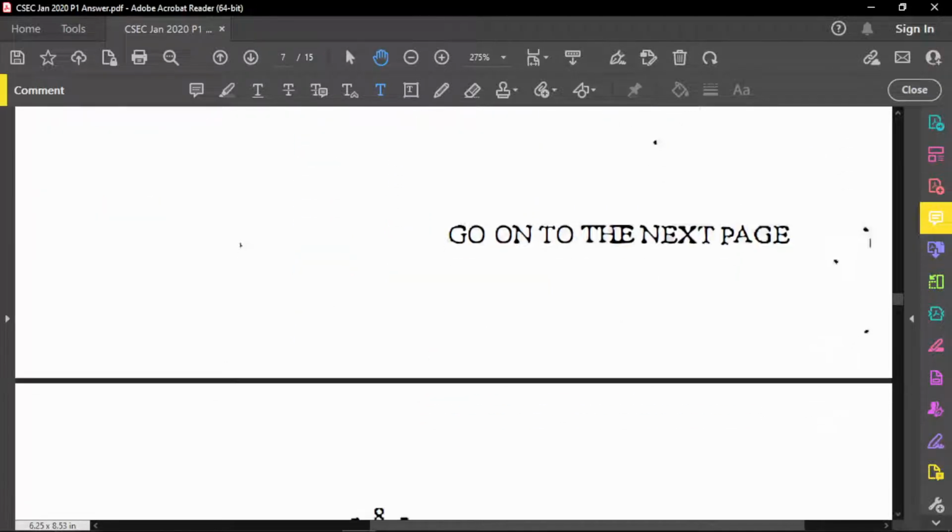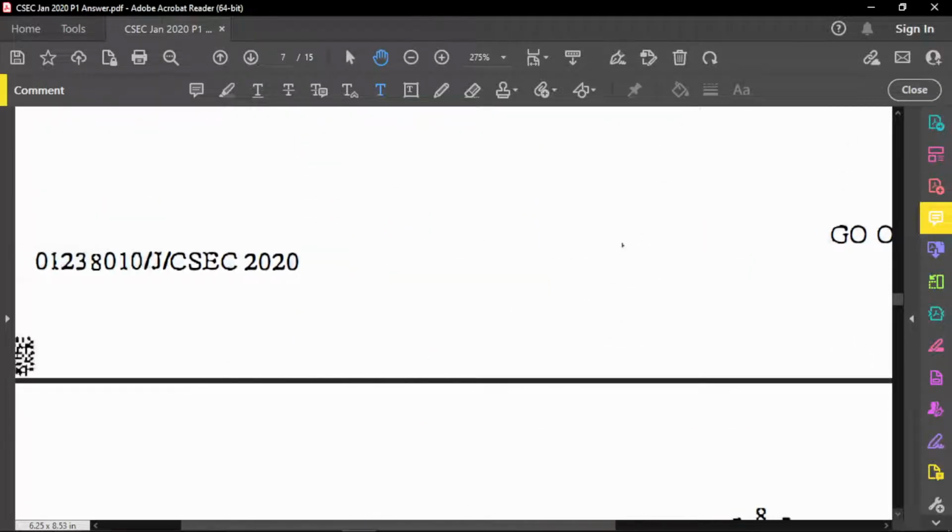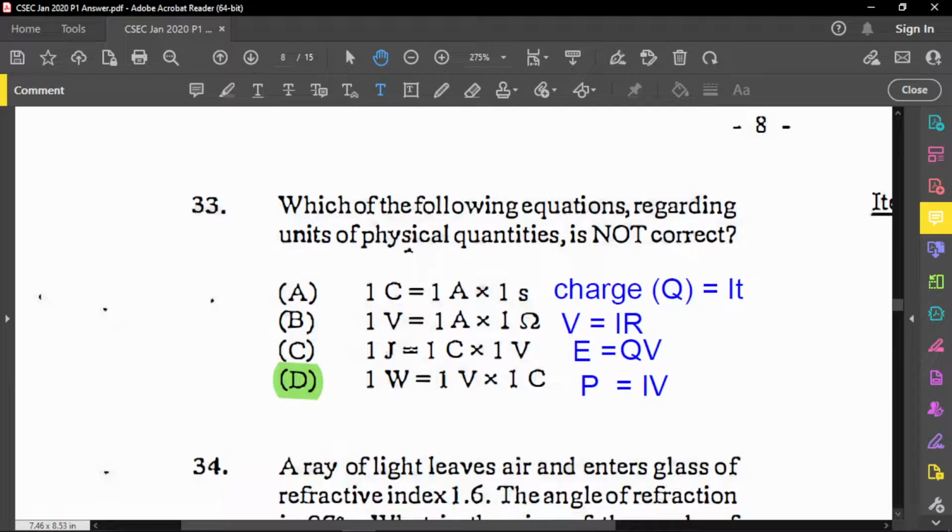All right, so let's go into the next question, question number 33. It states: which of the following equations regarding units of physical quantities is not correct? And it said not correct. So I just put a little notation on this side that charge is equal to IT. Definitely A is a correct version because I is current and T is seconds, and charge in coulombs definitely equals IT.